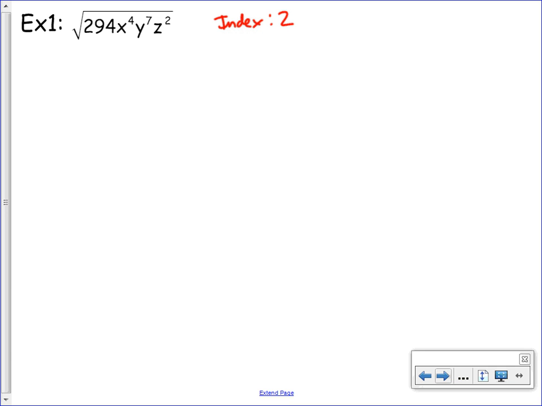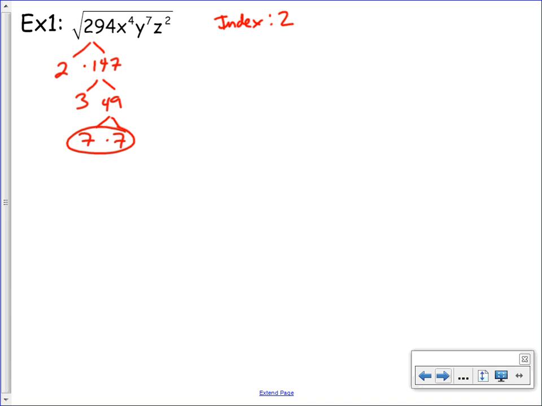Just like before, just break down the 294. 294 is 2 times 147. That's no longer even, so does 3 go into 147? Yes, it does. That's 3 times 49. Very good. And 49 is 7 times 7. So it looks like a 7 comes out of the group.